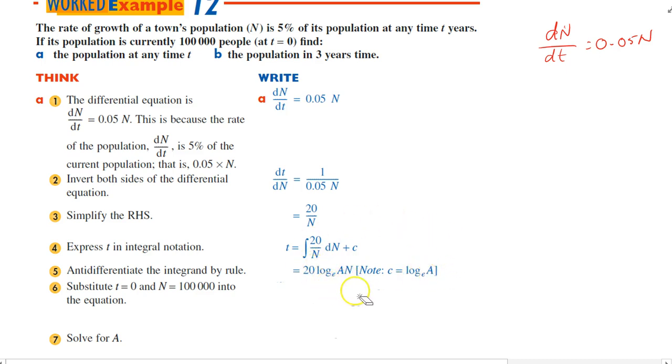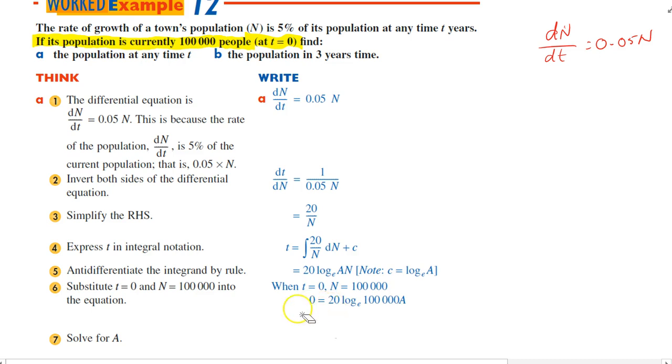We have done something like that before, where that c gets put into the log base e an, which just simplifies our equation. We've got some initial condition here. The initial condition given at the start was that the population is currently 100,000 people at time 0, so we can let time be 0 and sub 100,000 in for n. As in a previous video, that makes our life really easy, because when t equals 0, 0 equals 20 times log base e 100,000a.